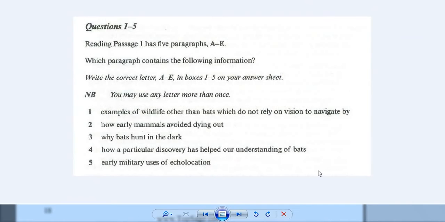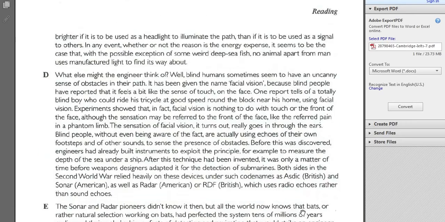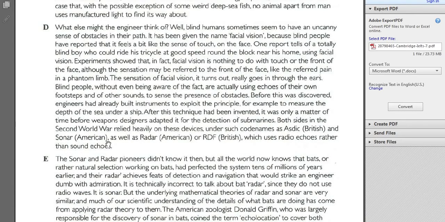Another one might be, look at this one, number 5. Early military uses of echolocation. Now I remember seeing some words about the military. So now I know I need to go back to that paragraph and read. So here they're talking about the military. So here's where I would find answers about military uses of echolocation. So this is important, to be looking for these key words so you know exactly what paragraph to go to. That's the key, to know exactly where you can find the answer.